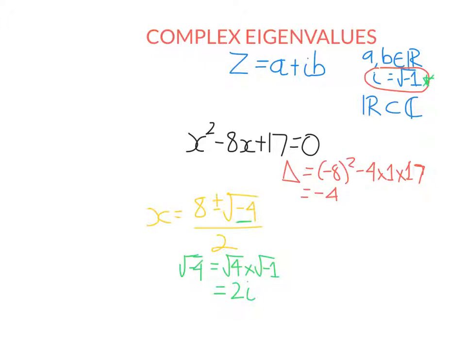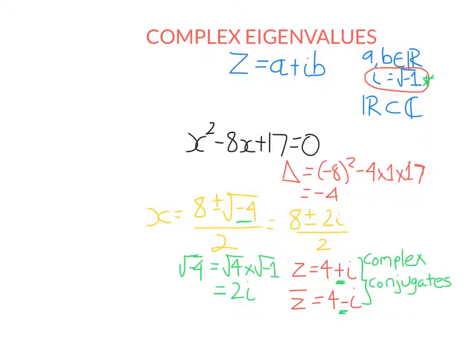So I can come up with a solution. It's just 8 plus or minus 2i over 2, which gives us two solutions. The first solution is z equals 4 plus i. The second solution, similarly, is 4 minus i. Note that these two complex numbers look very similar. The only difference is the sign between the real and imaginary parts. That's no coincidence. These two are called complex conjugates.